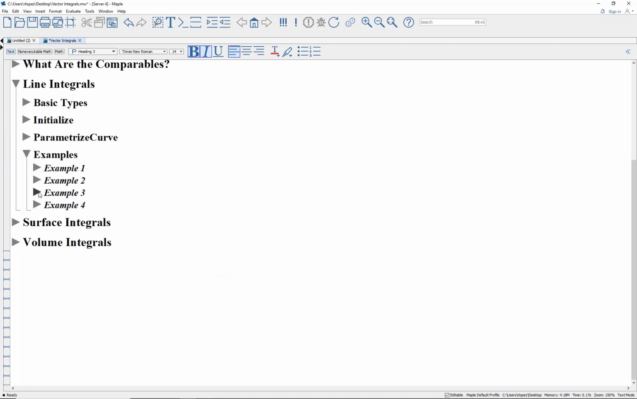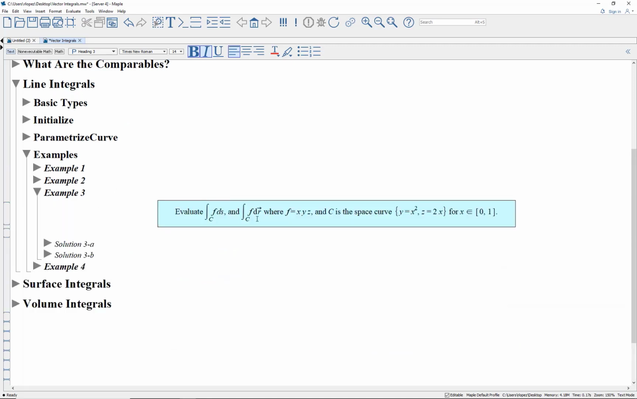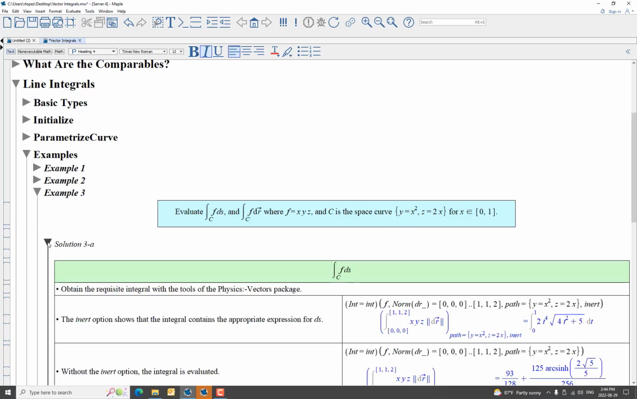In the third example, we go back to the same two integrals that we did in the first example, only we changed the curve. Instead of being a line, we make it a space curve. The solution for part A is here.